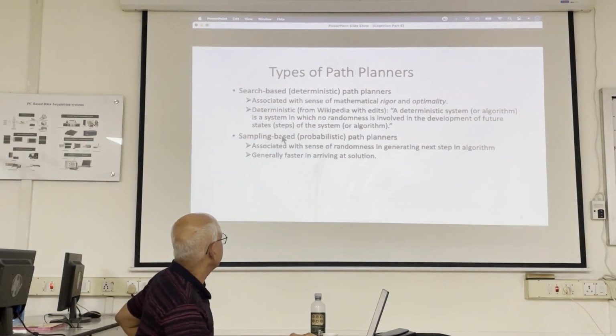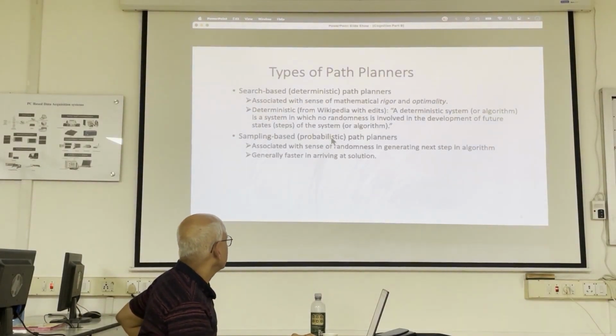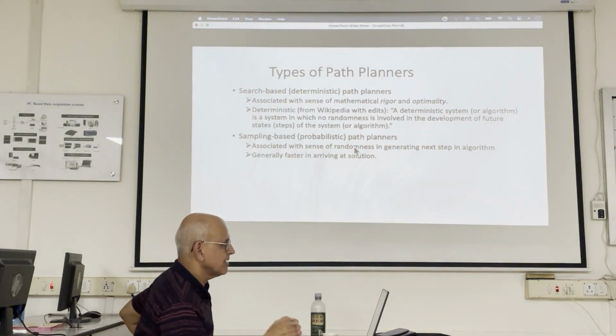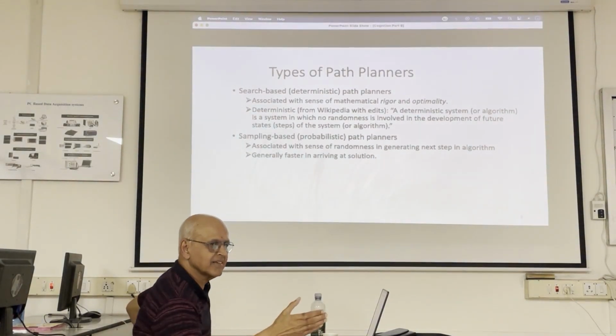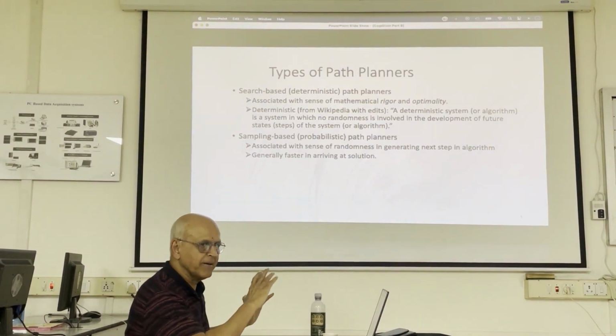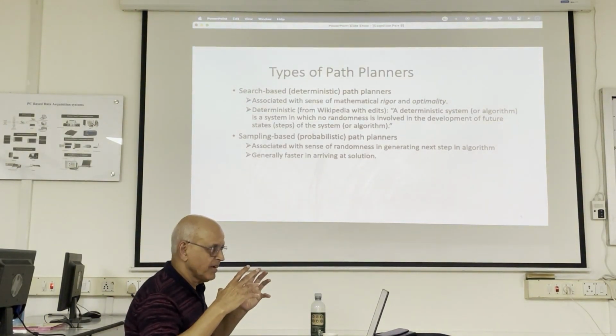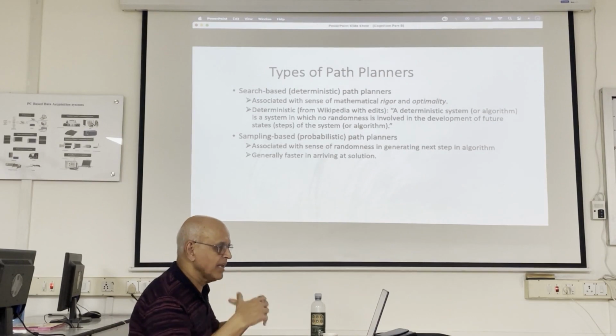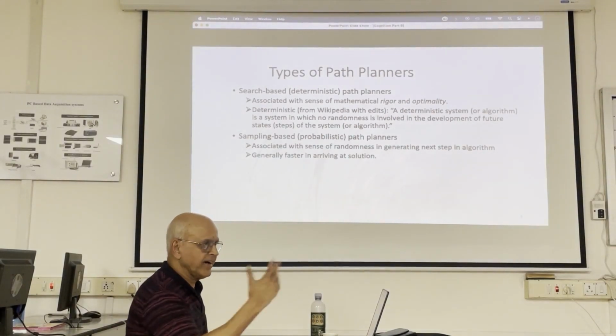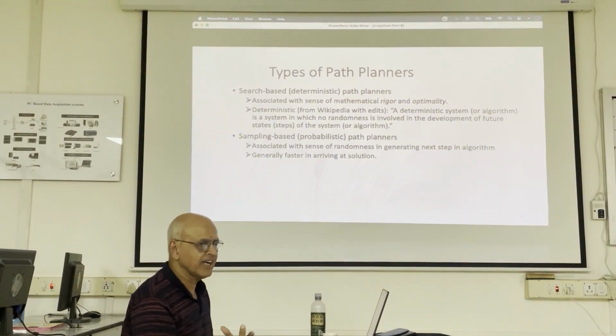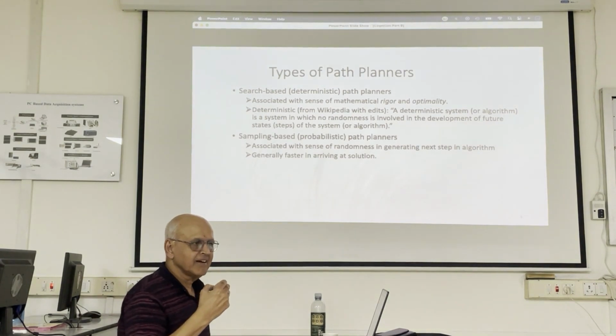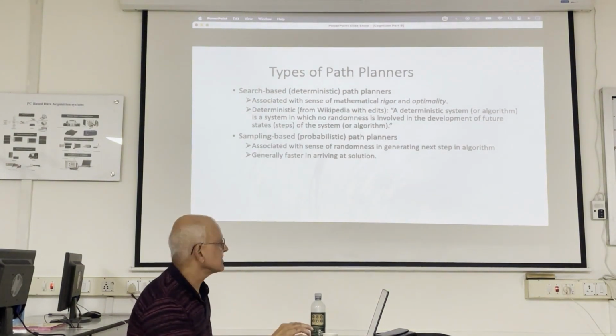On the other hand, sampling-based or probabilistic path planners are associated with a sense of randomness. So it is like rolling the dice, but not like Las Vegas, not that bad. It is intelligent, but there is still randomness involved in it. You will find the path, but to what level of accuracy depends on how many points you use for sampling.